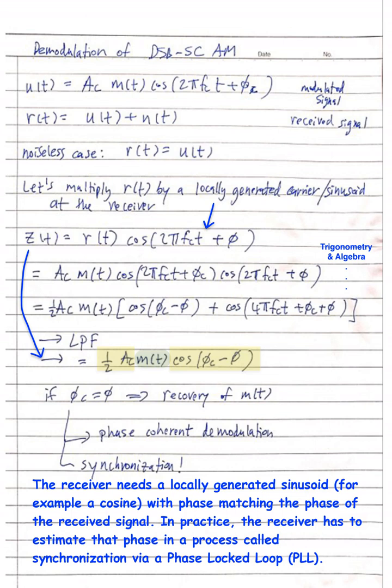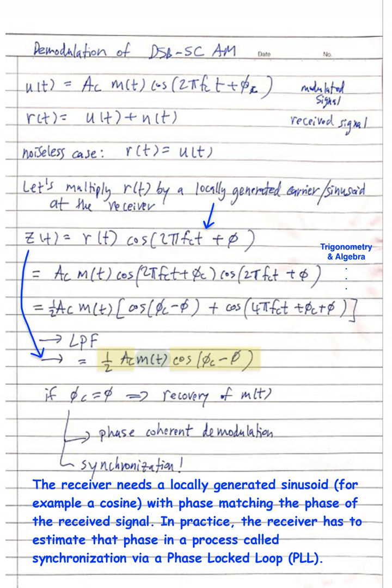We first multiply r of t by a locally generated version of the carrier signal to get the signal z of t. Note that the locally generated carrier signal has frequency fc, which is known by the receiver, and phase phi. Keep in mind that the carrier phase is phi c, which is different from phi. Expanding this and using trigonometric identities, we get that z of t is a scaled version of m of t.